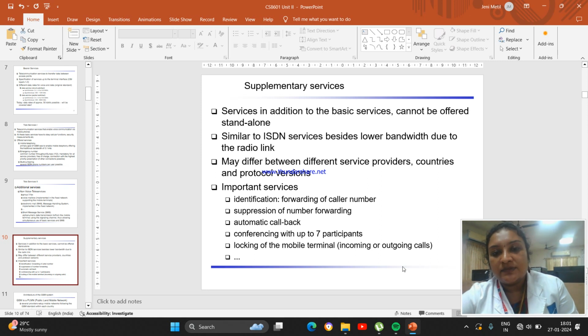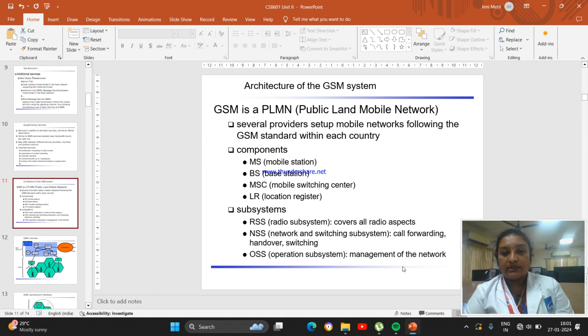In supplementary services, we give very important services like identification, which means forwarding a call, then suppressing of the number. If you don't want to forward it, you can suppress your call, and there is automatic call back when you are getting a message automatically. Then there is locking of the mobile terminal, which means incoming and outgoing connections of the calls will be barred.